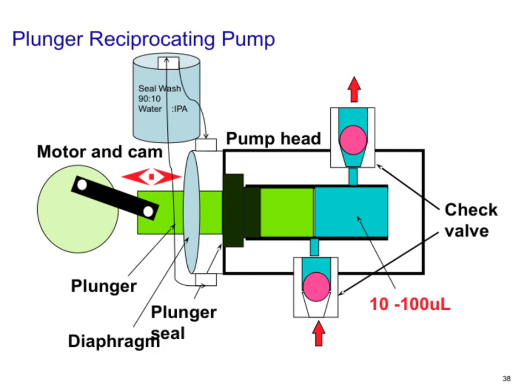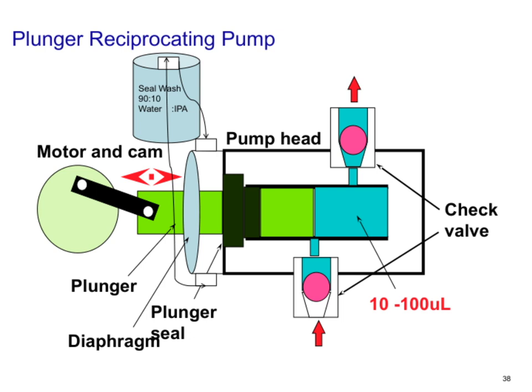All right, let's take a closer look at the plunger reciprocating pump and its key components. First, we have the diaphragm, which acts as a flexible barrier, helping to create the necessary pressure differences. Next is the seal wash, which is crucial for maintaining a proper seal and preventing leaks during operation. The mixture ratio of 90:10 water to IPA is important for cleaning and ensuring the pump functions smoothly.